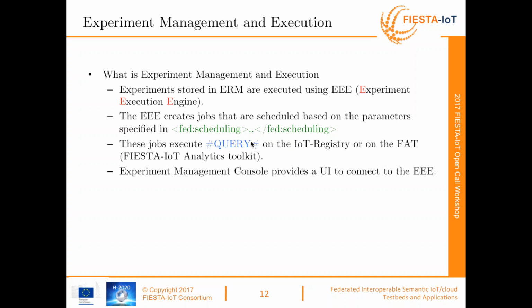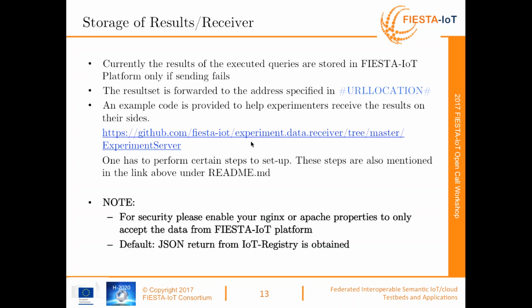Okay. So for the receiver, we provide you a very simple piece of code to install on your site so that you can use it. It is there. You just need to configure it. It's available at the link that you see here on GitHub. You can download it and install it, and it'll set up a receiver for you. So all the executions will be received by this receiver and will be stored in a folder. Okay.